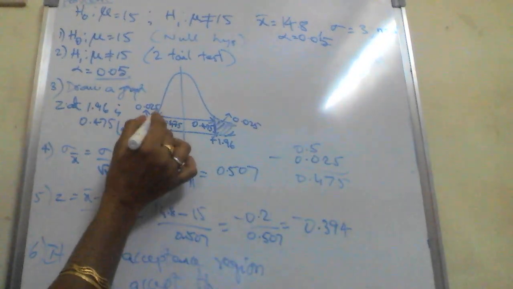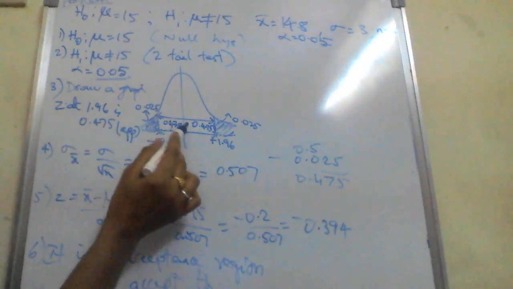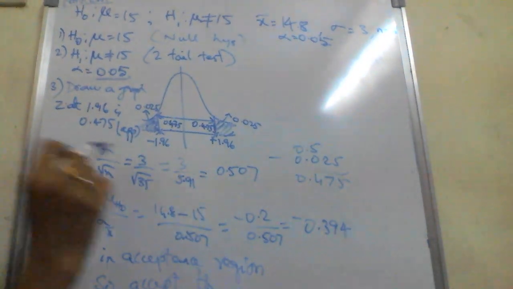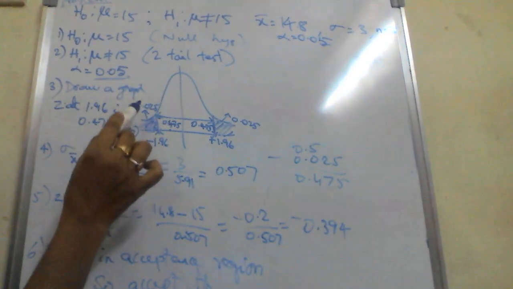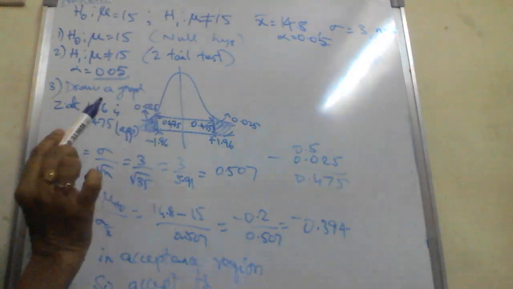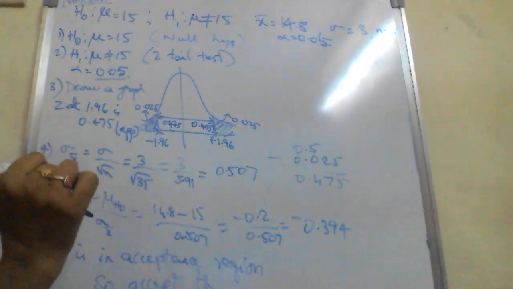So this leftover part is the acceptance region, that is 0.475, and here also 0.475. Total, if you add this and this, it should be 0.5. Rejection plus acceptance should give you 0.5. Here also rejection plus acceptance should give you 0.5.